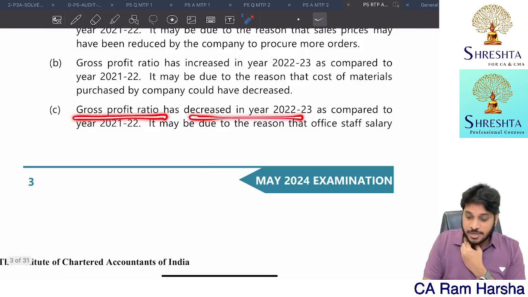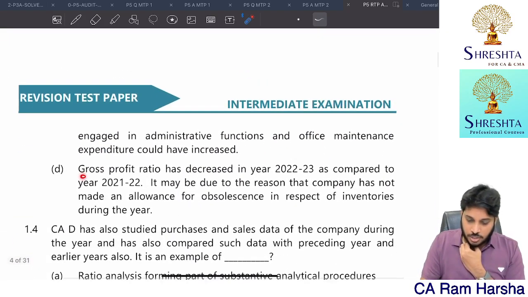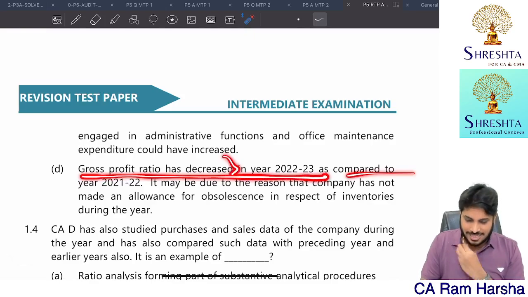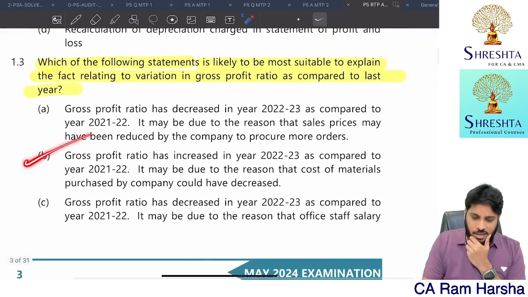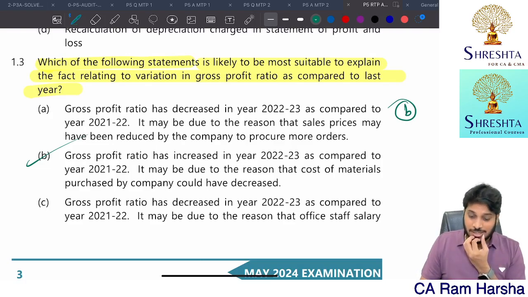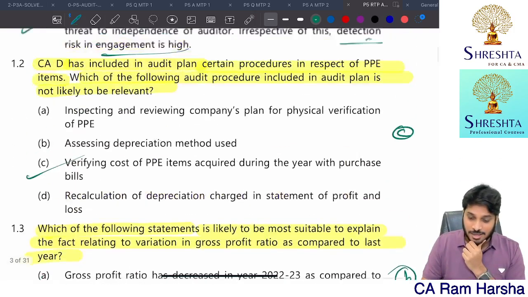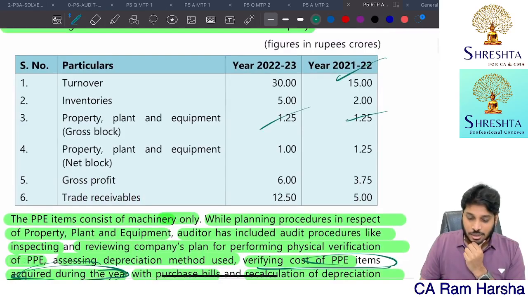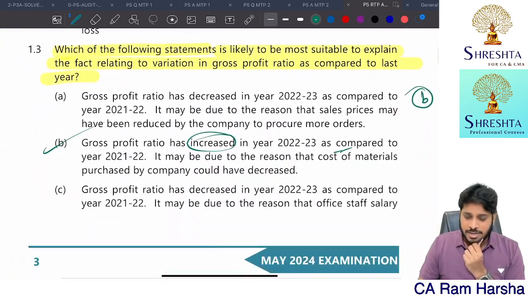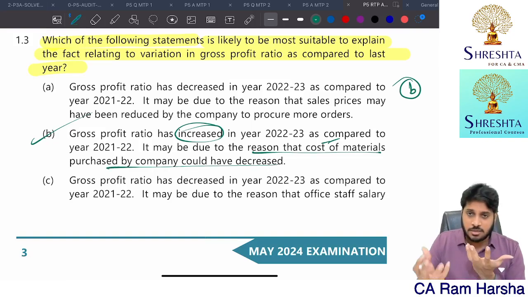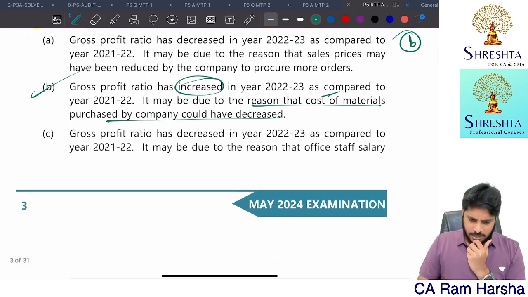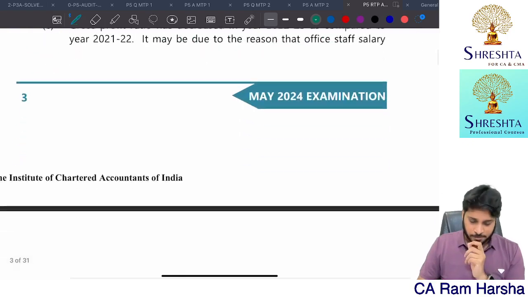Gross profit ratio has been decreased. No, that's wrong. They increased. So the answer is B. In all the other cases, they're saying decreased. So it became actually a simple answer. I thought a lot of interpretation was there because they said increased, which is actually correct. In all the three cases, they said decreased. Second, let us see. Gross profit ratio compared to last year increased because purchase cost, material cost would have decreased. The reason could be either material cost would have decreased or some direct expenses could have decreased. That's the reason why profit has increased. Yeah, I think B sounds logical, so B.